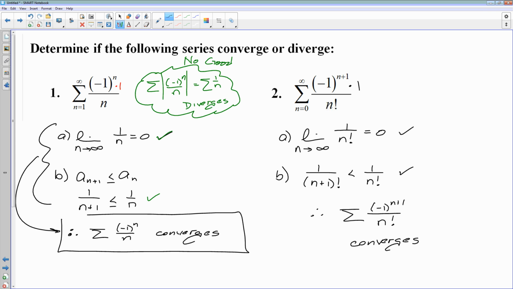Nice test, isn't it? This is a nice test. I like this test. It's not too bad. The problem is deciding whether we need to use the alternating series test or a comparison test or limit comparison test, or if it telescopes or if it's geometric. We have a whole bunch of tools in our arsenal now.